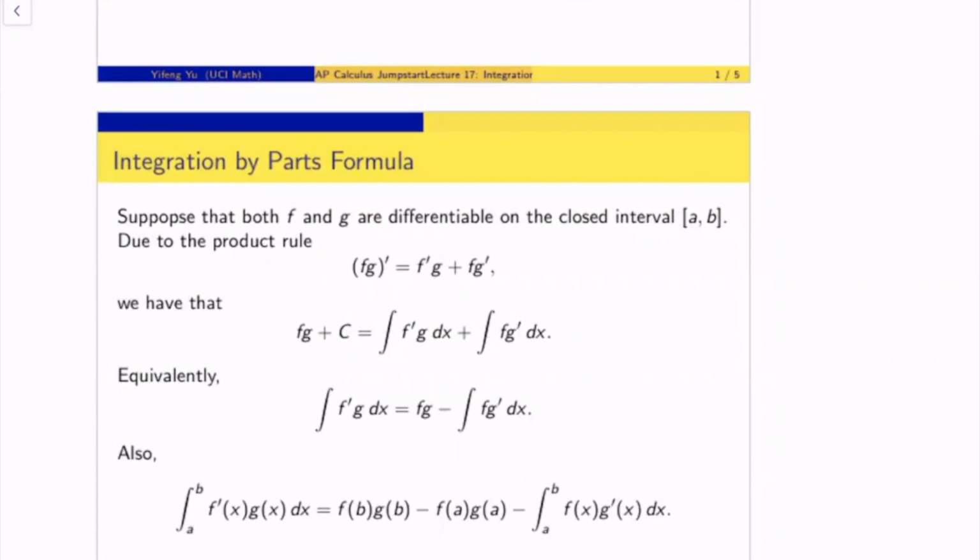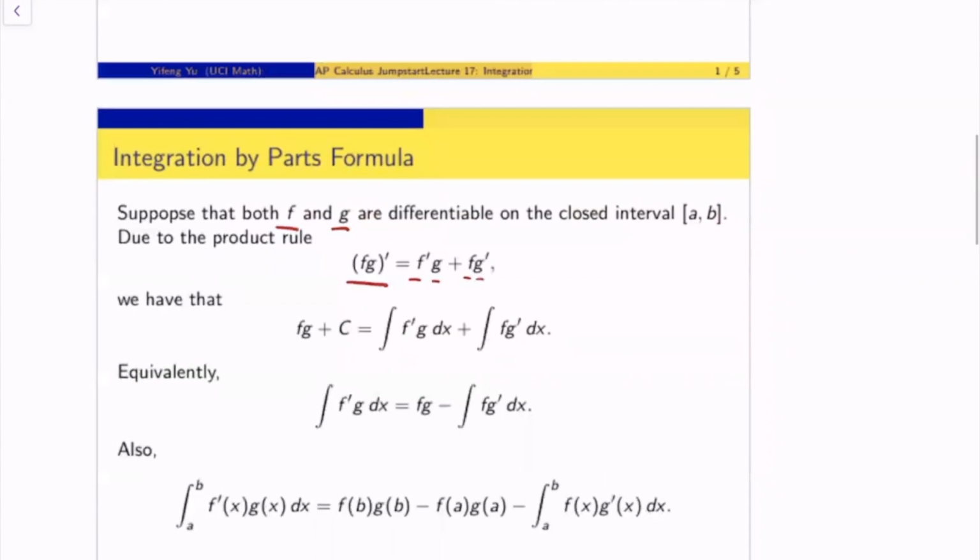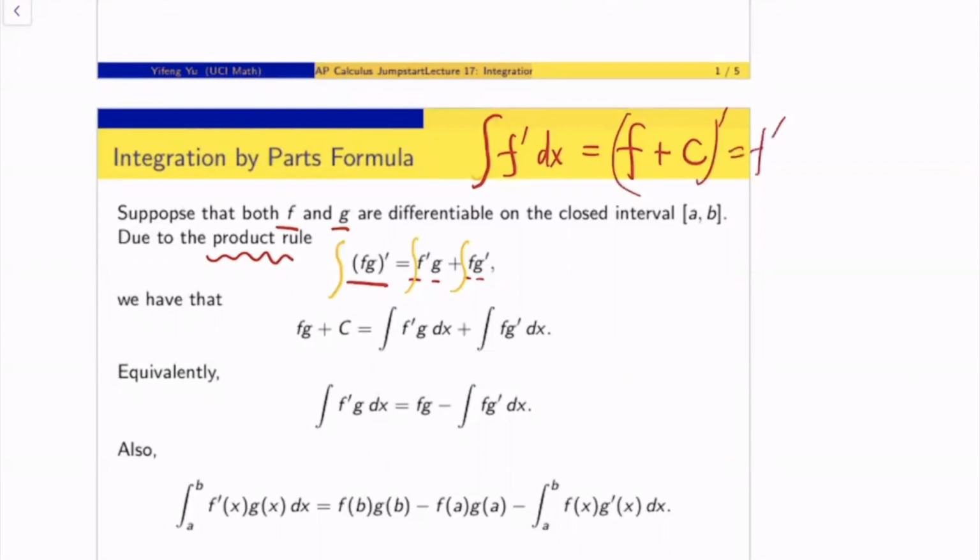From the product rule, we know, suppose f and g are two differentiable functions, then the derivative of f times g equals the derivative of f times g plus f times the derivative of g. So this is the product rule. Now if I take the antiderivative on both sides, the antiderivative of the derivative of a function is just the function itself, plus c.